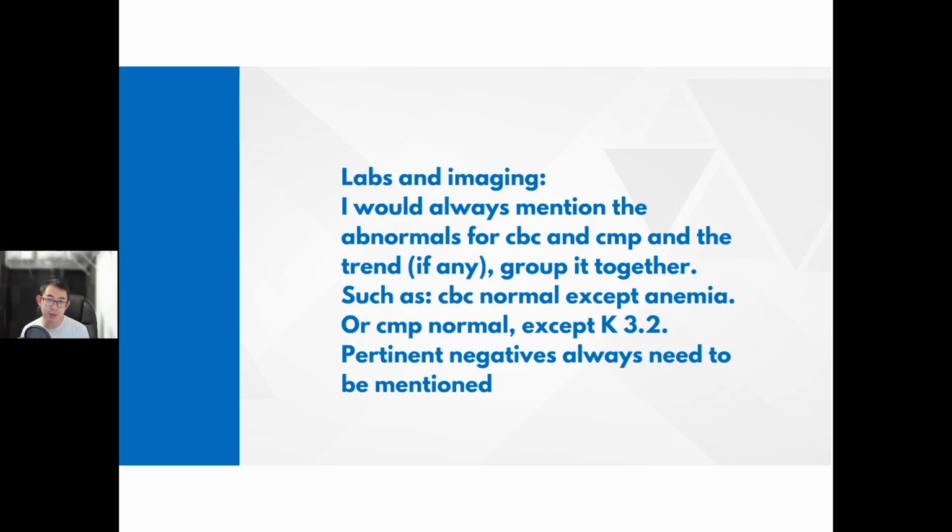I would usually always mention CBC and CMP, even though they are normal. I would say the CBC and CMP are unremarkable. If there are only one or two things that are abnormal, I'm just going to say CBC is normal, except hemoglobin of 10.5. Or the CMP is pretty much unremarkable, except potassium 3.2. You can do it the other way around, that works too: potassium 3.2, the rest of the CMP is normal. And then, of course, the trend, if there are changes. Pertinent negatives always need to be mentioned, like EKG negative, troponin negative two times, or lipase negative. These things that will alter the differential diagnosis or affect the management need to be mentioned.